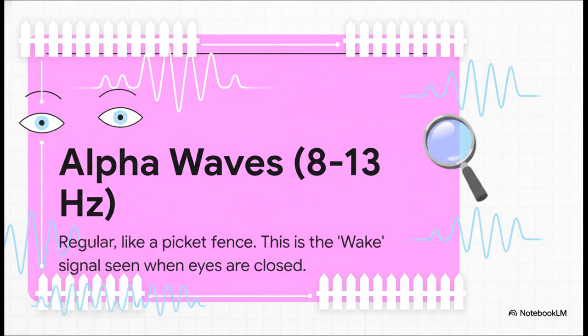And here we have alpha. When you see this rhythm, it's super regular, kind of looks like a picket fence. That is the classic signal of someone who is awake but relaxed with their eyes closed. And what's really key here is that the exact moment this rhythm disappears, well, that's one of the very first signs that sleep is on its way.